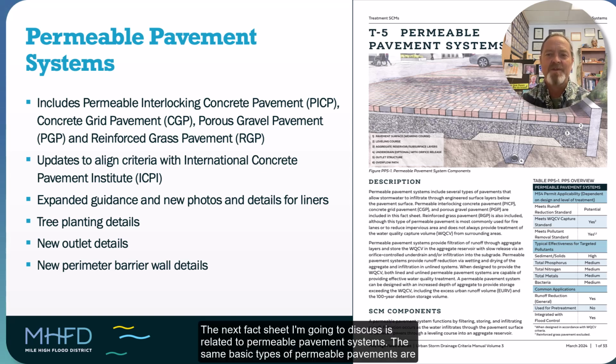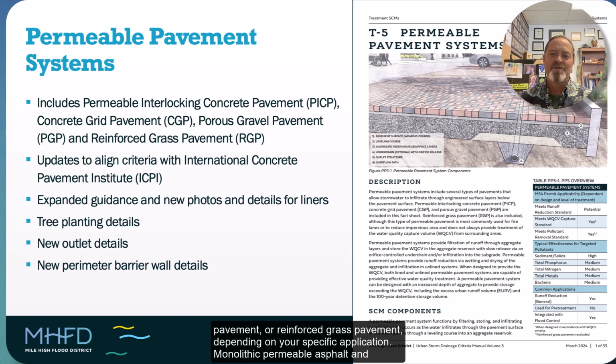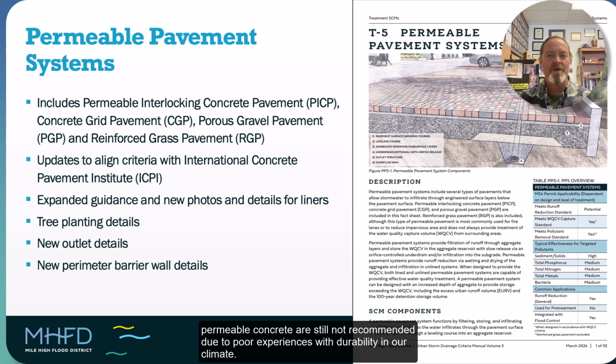The next fact sheet I'm going to discuss is related to permeable pavement systems. The same basic types of permeable pavements are still recommended: permeable interlocking concrete pavers, concrete grid pavement, porous grass pavement, or reinforced grass pavement, depending on your specific application. Monolithic permeable asphalt and permeable concrete are still not recommended due to poor experiences with durability in our climate.